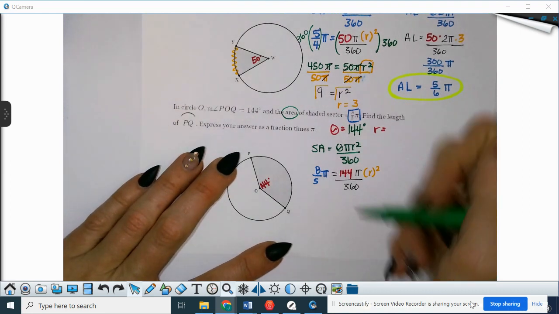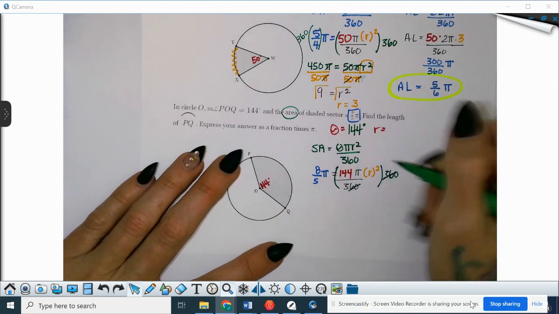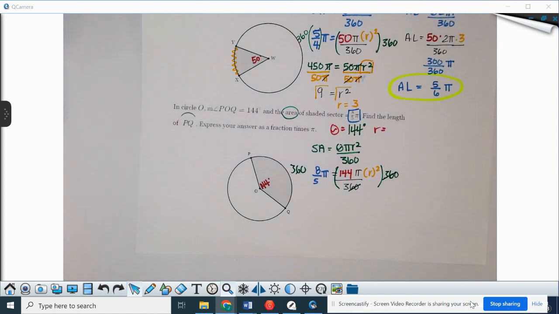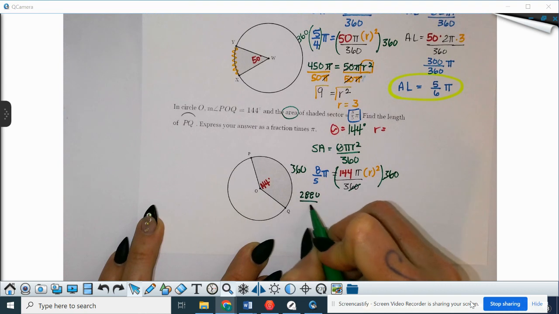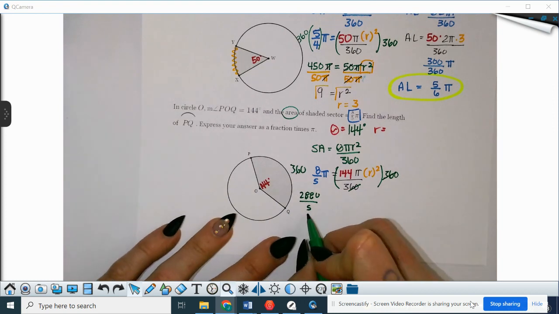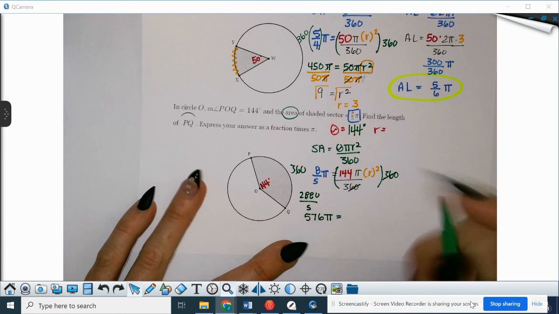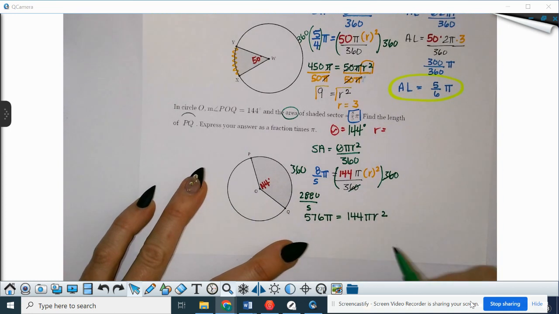360 is down in the denominator, so we're going to multiply by 360 because it's the inverse of division. So 8 times 360 is 2,880. Then we're going to divide that by 5. And that's going to be 576 pi equals 144 pi radius squared. We're looking to get radius by itself.